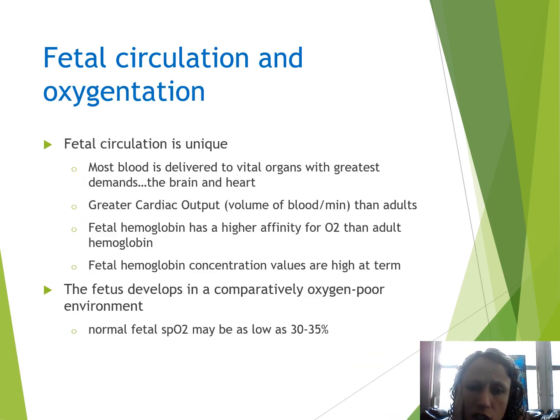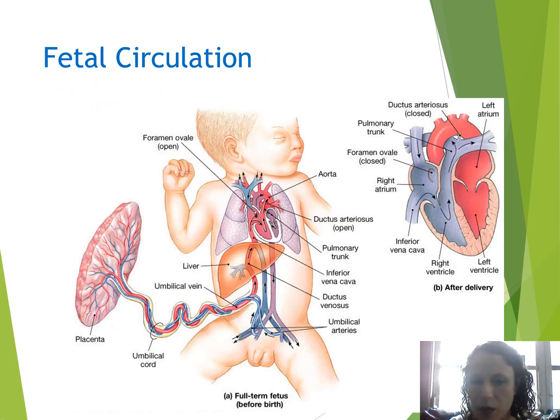So our fetal circulation is super important in all this, and this is where it tells you about the fetal hemoglobin that has that higher affinity for O2 than adult hemoglobin. So their concentration values are higher at term, and they're able to carry more O2, okay? And honestly, the fetus does live in a comparatively oxygen poor environment, right? They're inside, they're not breathing, their lungs are not working, it's a completely different type of system. So their SpO2 is usually around 30 to 35. You won't see us doing an SpO2 of a fetus anymore in current practice, especially in the United States. So you might see it in places, but not here.